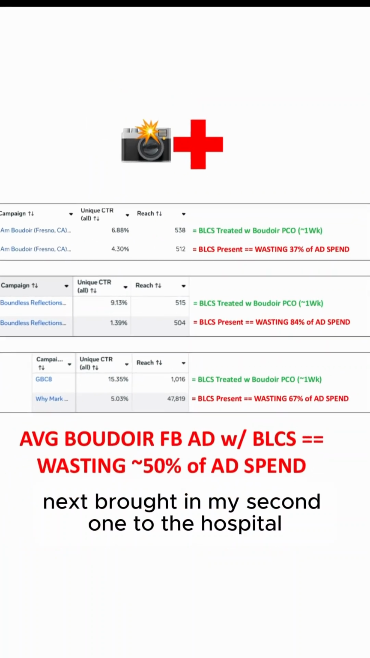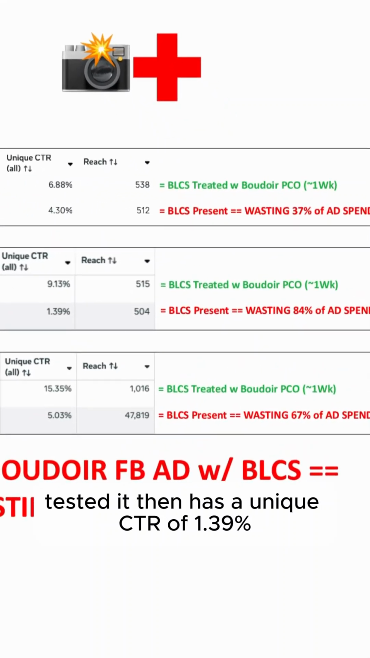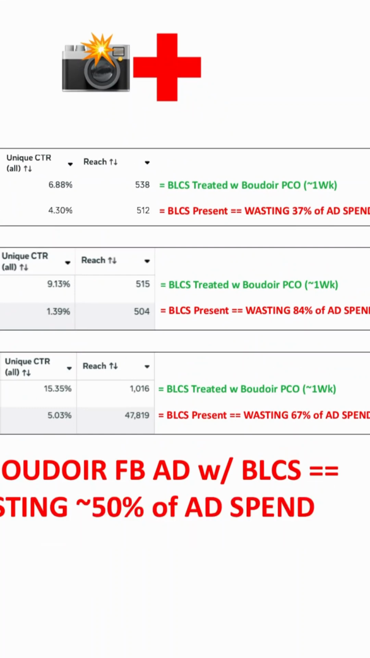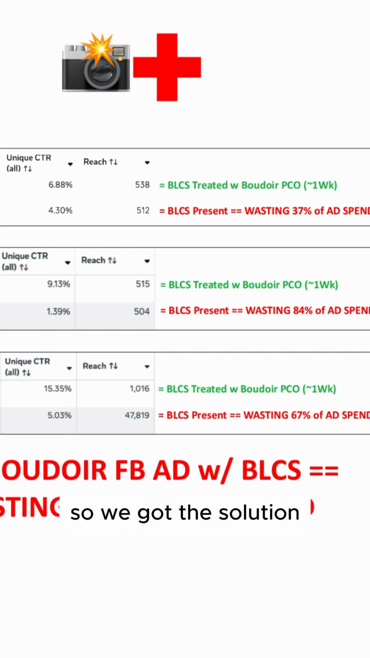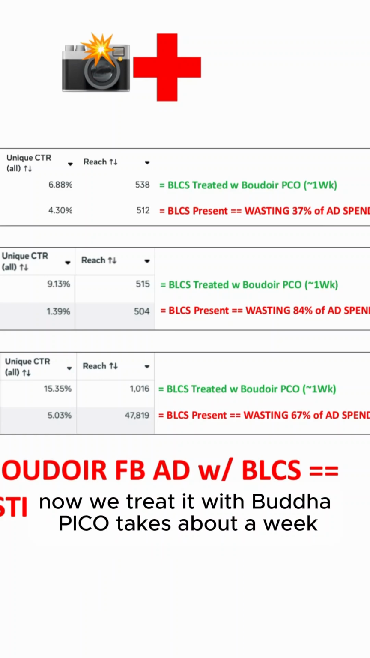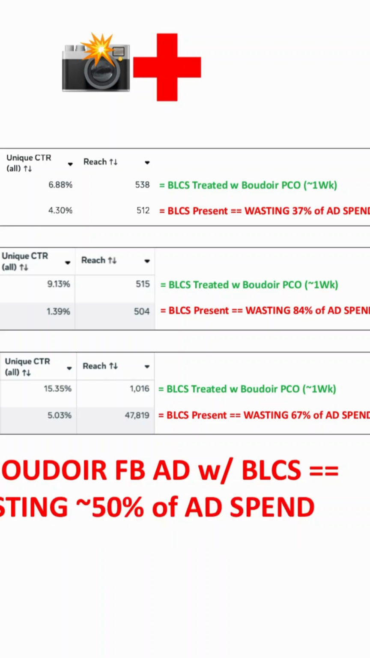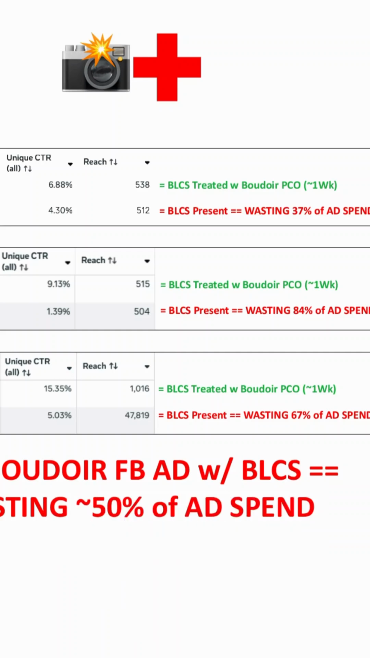Next, I brought my second one to the hospital, tested it, found it has a unique CTR of 1.39%. So we found out that BLCS was present. Unique CTR under 6%, Boudoir low click syndrome is present. So we got the solution now. We treated with Boudoir Pico, takes about a week. We got the unique CTR up to 9.13%. And so we found out the original Boudoir Facebook ad is wasting 84% of its ad spend.